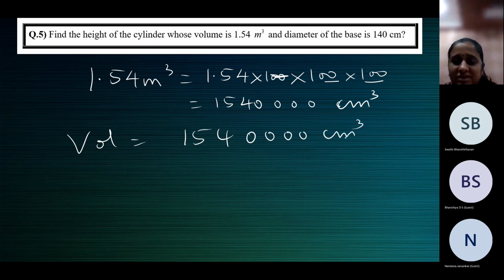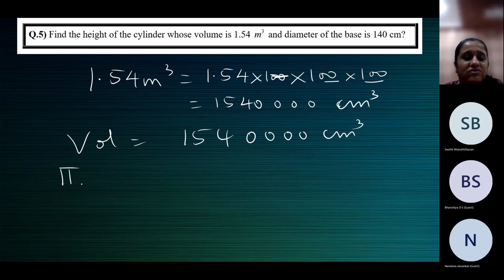Now we have the volume in centimeter cube. Why did we convert volume to centimeter cubed? Because the diameter is given in centimeter. When you use a formula, you should substitute the values in the same unit everywhere. So we convert meter cube to centimeter cube. Now volume is equal to 154 followed by 4 zeros centimeter cube.